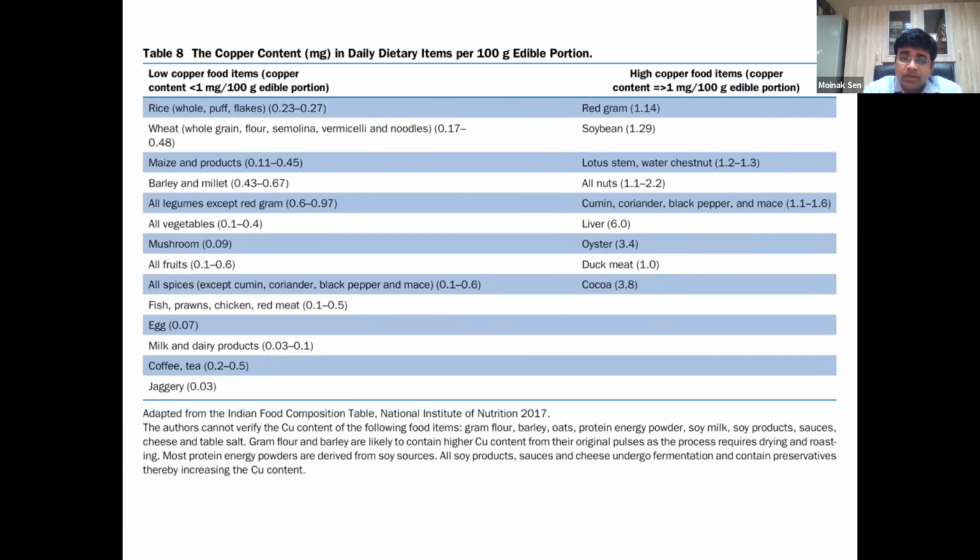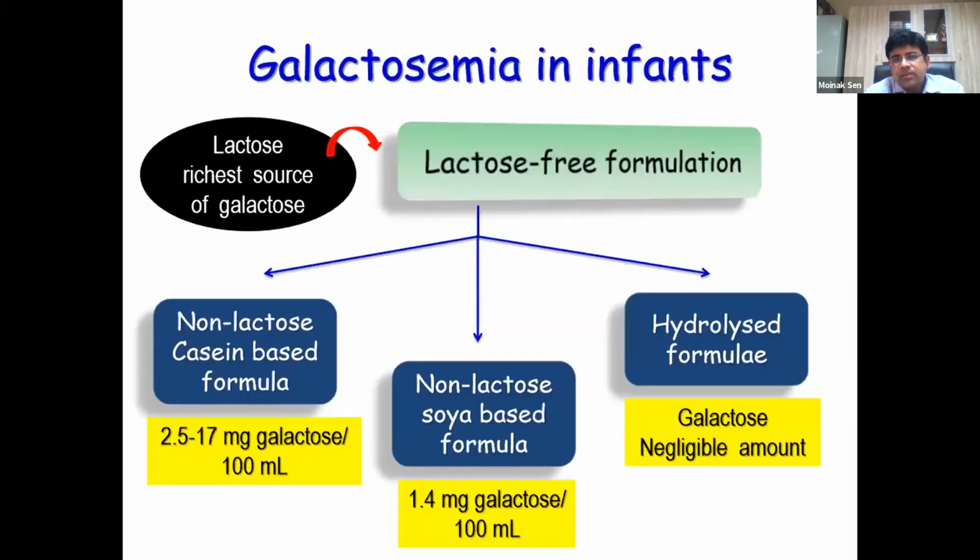Galactosemia in infants: you have lactose-free formulations. Galactosemia is a disorder where galactose is not metabolized, it becomes toxic, and it kills the baby. Now, breast milk, formula milk, and all kinds of animal milk are totally restricted in galactosemia, hence you have to give some kind of milk to the child.